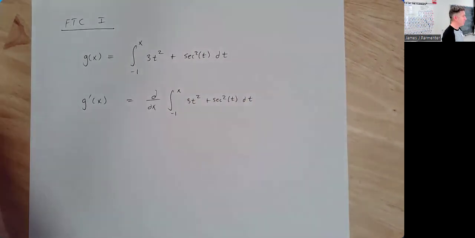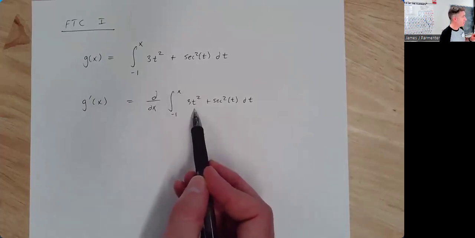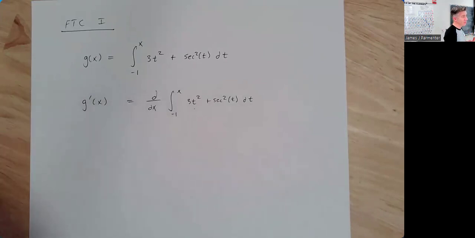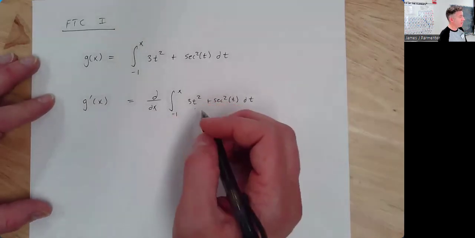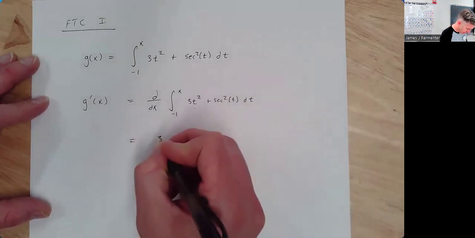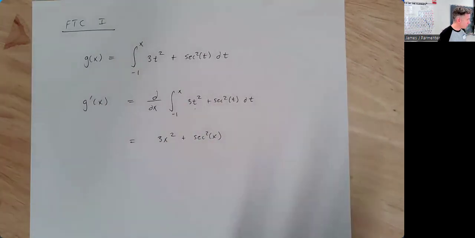The desire here, the reason we're doing this, is because we don't want to do all the work that maybe one could do. The whole point of the fundamental theorem of calculus part 1 is that the derivative of the antiderivative gets you back the function you started with. So the short, fast way that your teacher wants you to do this is just to say, the derivative of the antiderivative of this function is just going to be 3x squared plus secant squared of x. End of story.